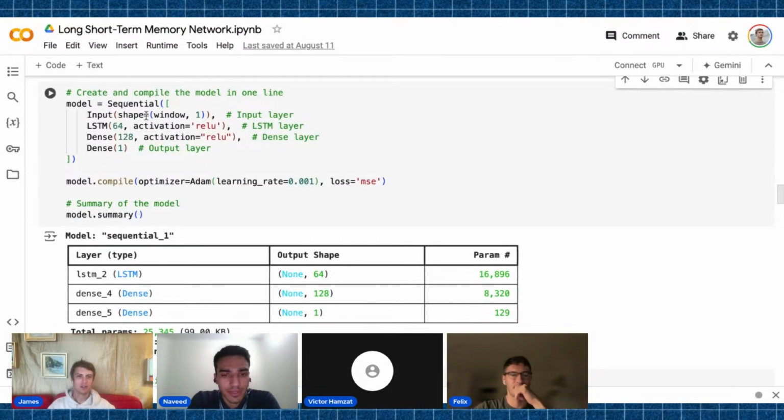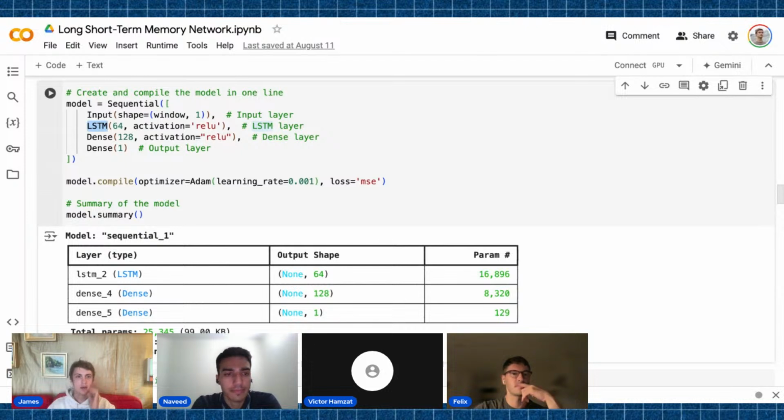As you can see, the window has been defined to be 7. So the input here has 7, and then we have an output of 1 because we're predicting 1 value. We have an LSTM layer, and this is the number of nodes, the LSTM cells. And then we followed that with a dense layer.